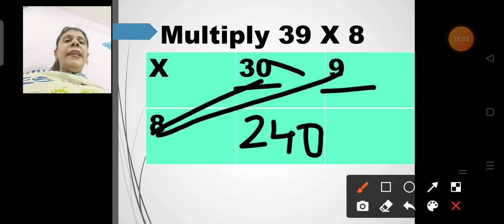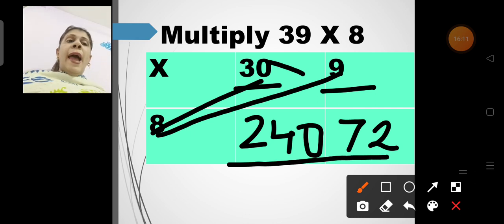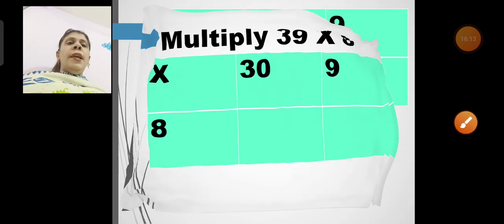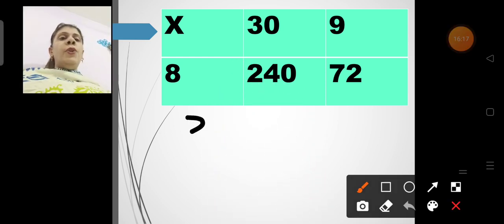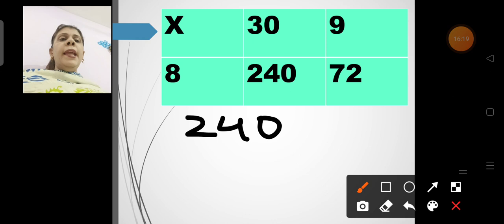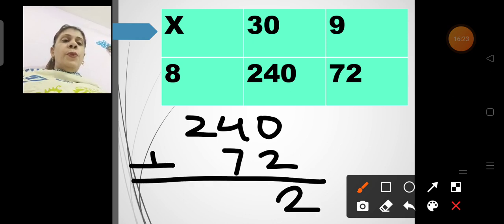Okay, now 9 eights are, children, 72. Now what I am going to do, I am going to add both these numbers. So I will add 240 plus 72.